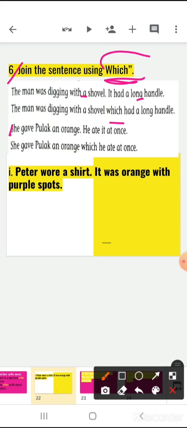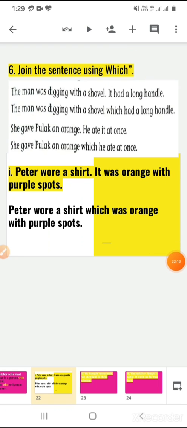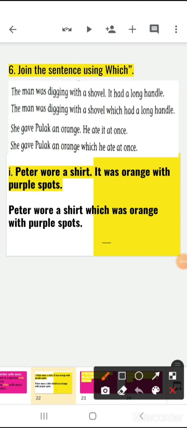She gave Fulak an orange. He ate it at once. How we have to use which? Okay. Now the question which is given in the exercise. This one. Peter wore a shirt. It was orange with purple spots. Peter wore a shirt which was orange with purple spots.